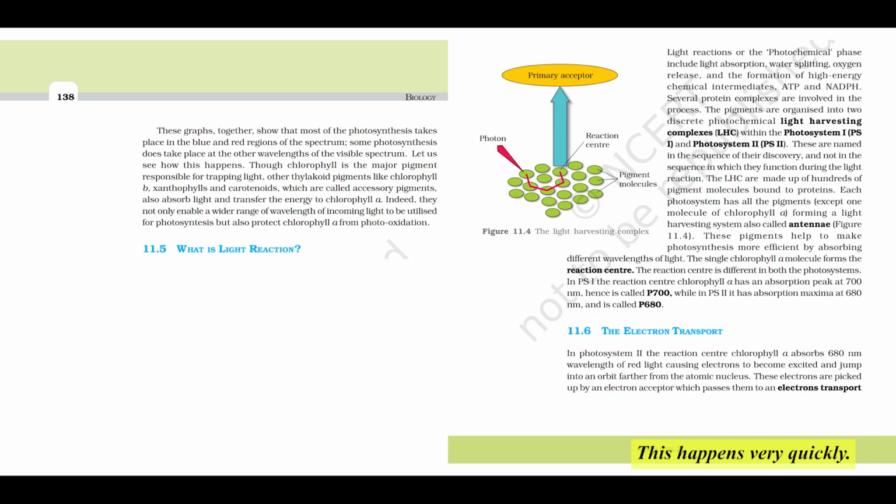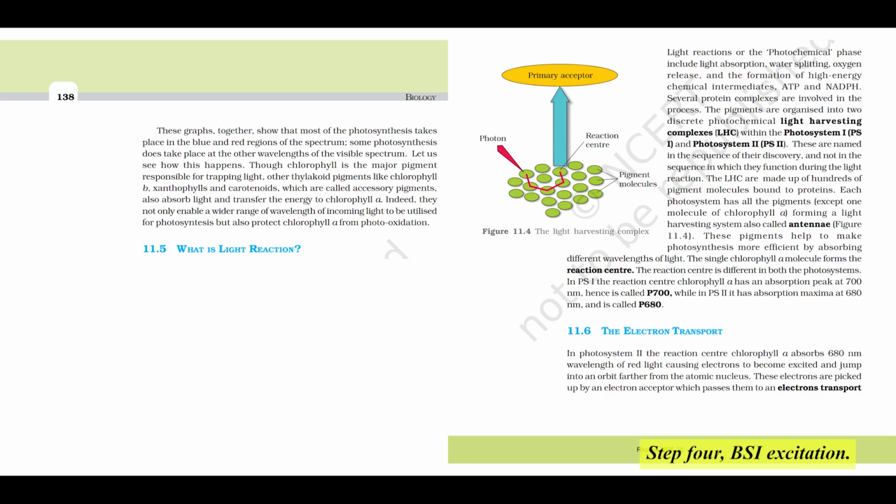This happens very quickly. Step 3, electron transport system, ETS. From the primary acceptor, these electrons are then passed downhill. Now, downhill here refers to their energy level or redox potential. They move through a series of electron transport carriers, including cytochromes, progressively releasing energy. These electrons are essentially passed like a baton in a relay race.